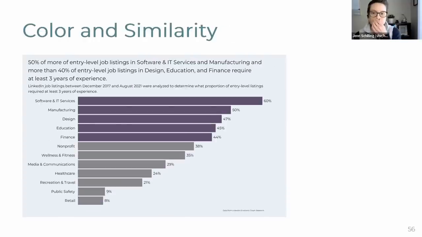And then I'm using color and similarity to highlight the bars related to the industries that I'm referencing in the title. By highlighting these bars in purple and the rest in gray, I'm helping people create an association between the two groups. They'll look at the purple bars first because they're purple, but I want them to look at them first because they're related to the title.